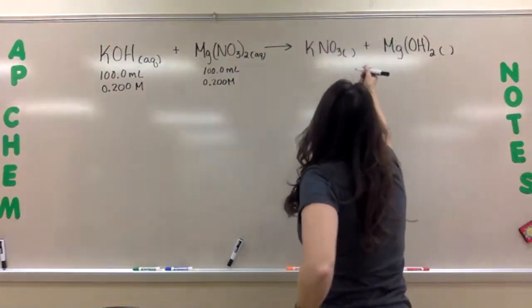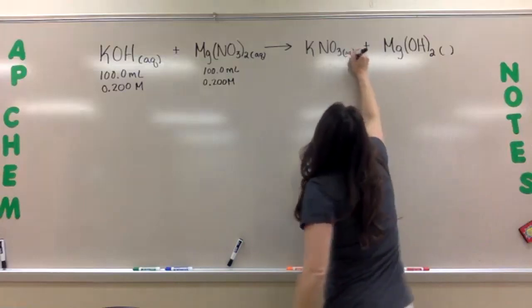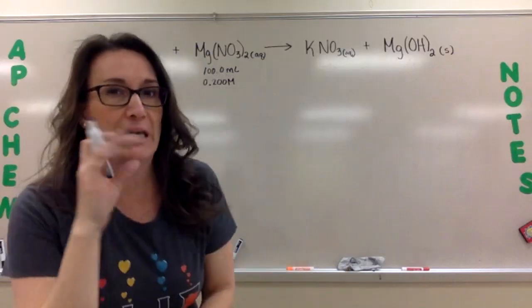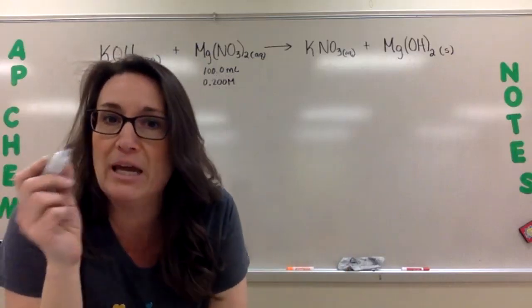Okay, so what are we going to do? We have to look up that this is the solution, and this is the precipitate. Now, magnesium hydroxide is slightly soluble, so it could be that Ksp.